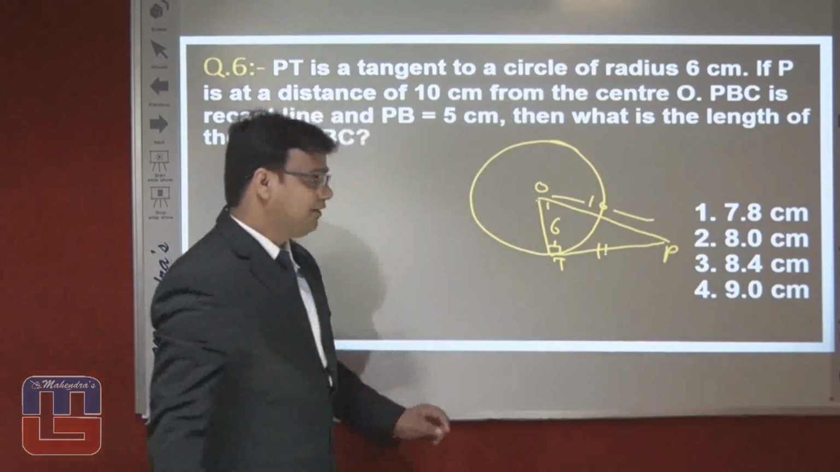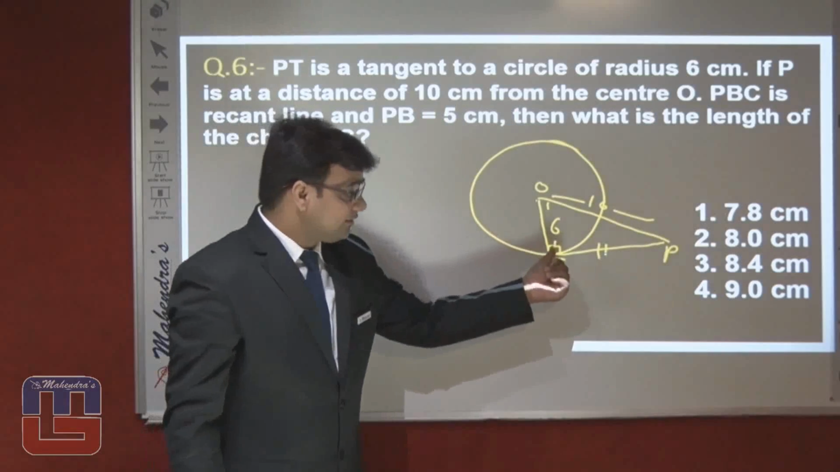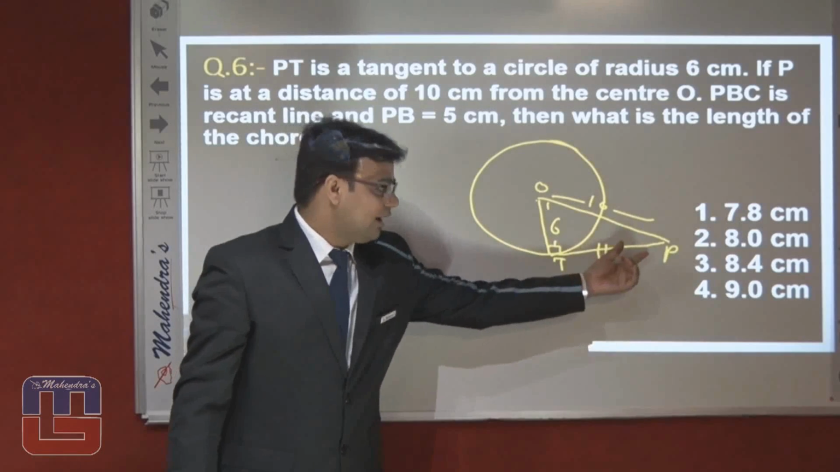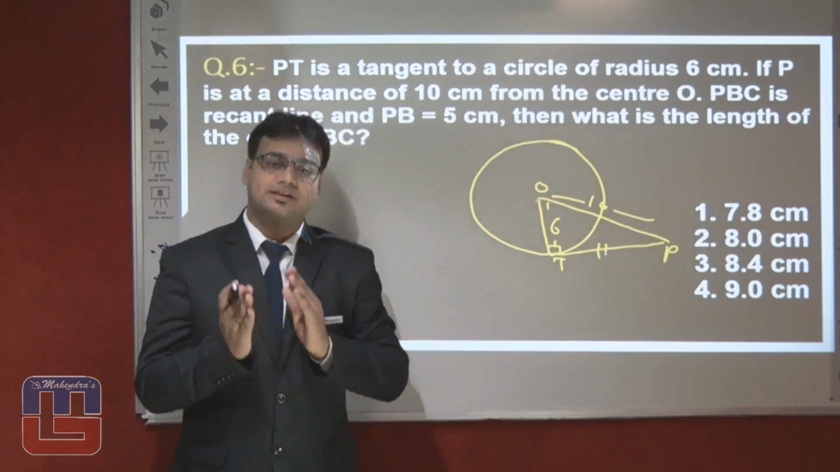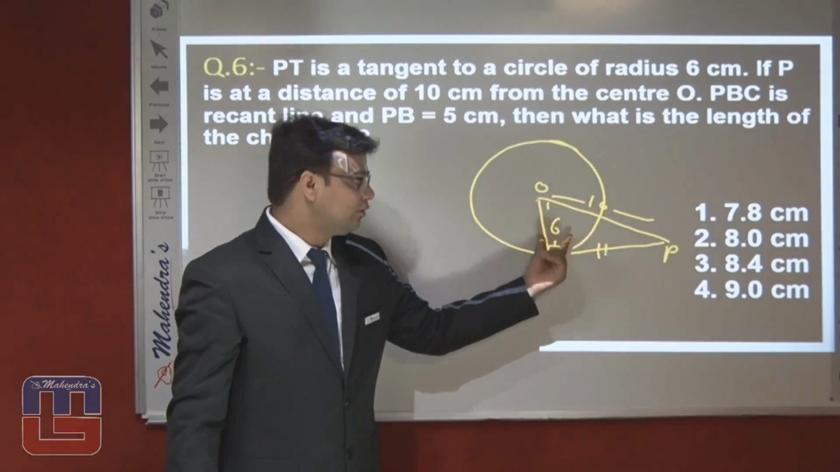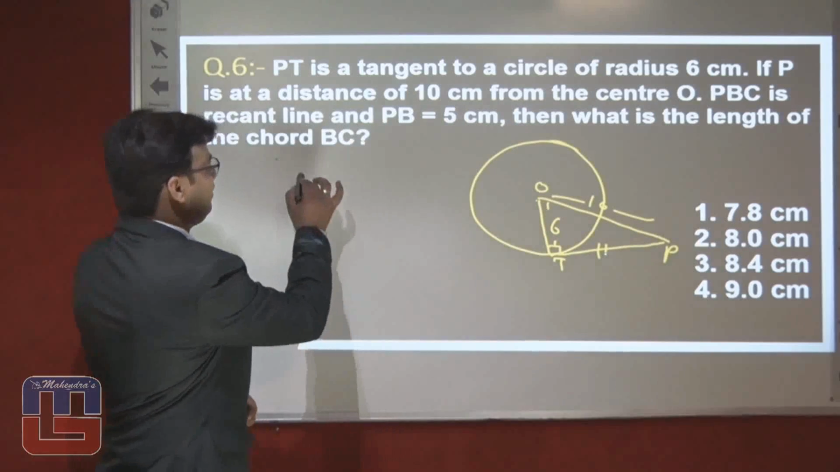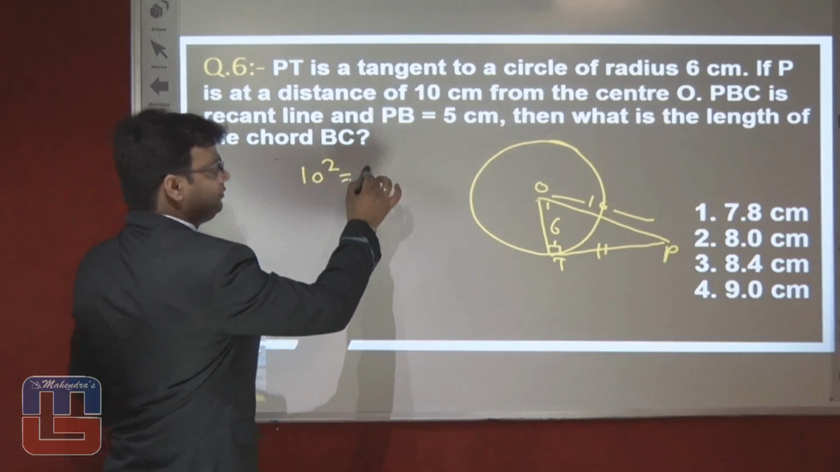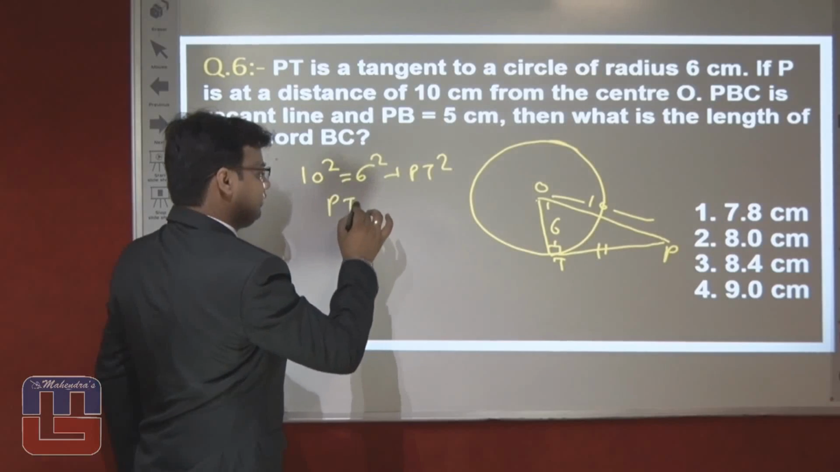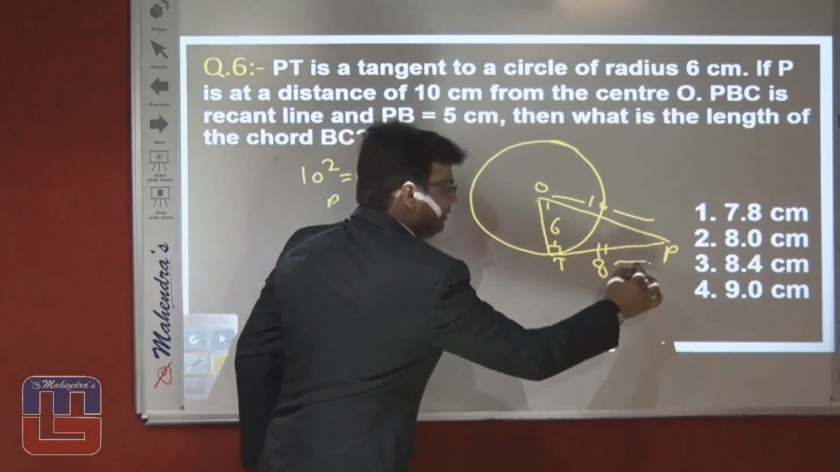Firstly, we calculate the value of PT, that means the length of the tangent. Here it is clear that it is a right angle, so there is a hypotenuse, a perpendicular and a base. We need to find PT by using the Pythagoras theorem. The Pythagoras theorem says the square of the hypotenuse is equal to the square of the perpendicular plus the square of the base. That means 10 square is equal to 6 square plus PT square. So PT is 8 centimeter.